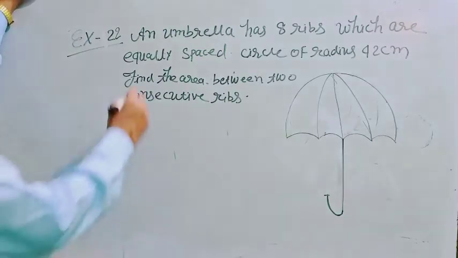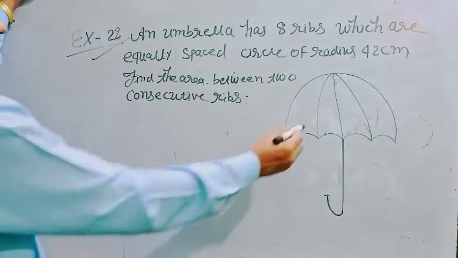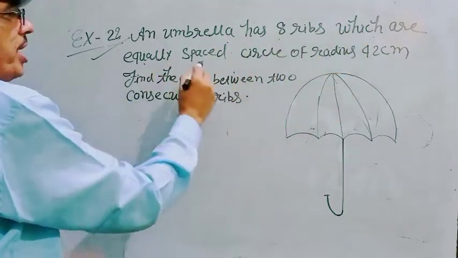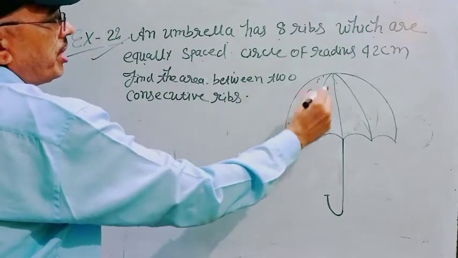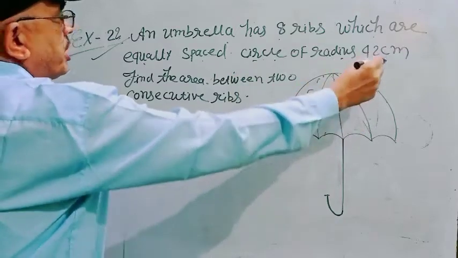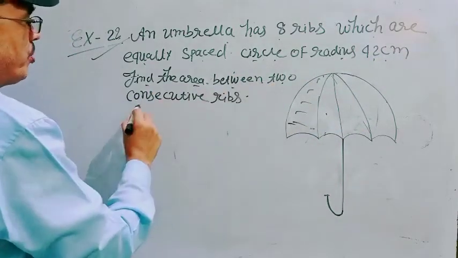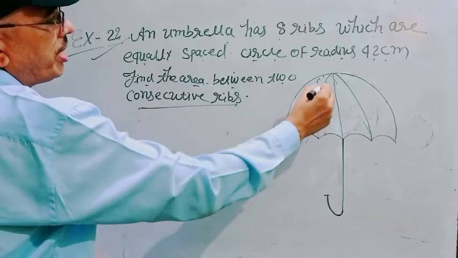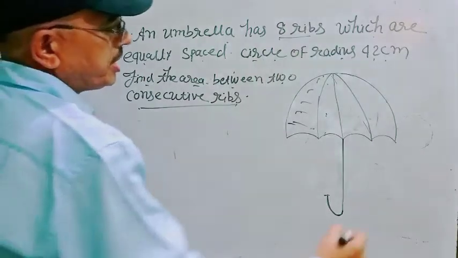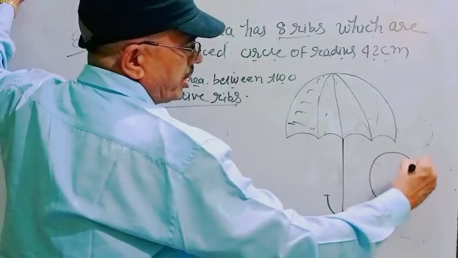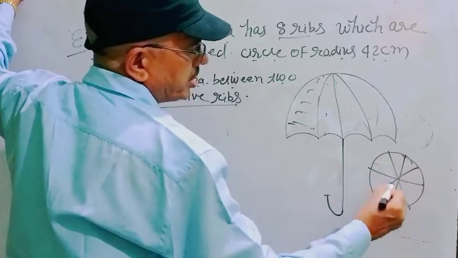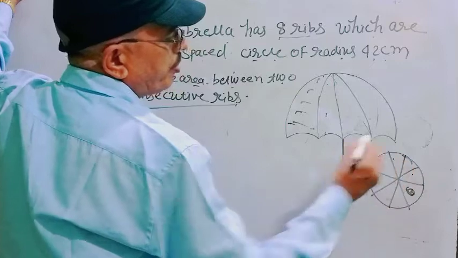Dear students, now question number 22. An umbrella has 8 leaves which are equally spaced. That means the parts are equally spaced in a circle of radius 42 cm. Find the area between two consecutive leaves, meaning the area of this sector. If there are 8 leaves, the whole circle is divided into 8 parts. So what is the area of one sector?